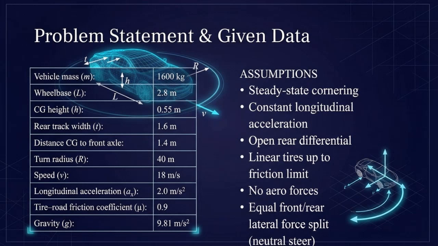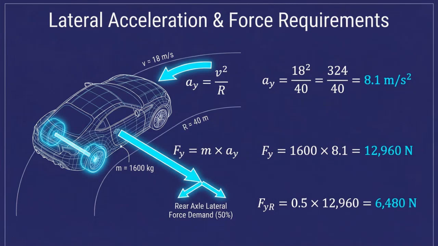The following assumptions are made. The vehicle is in steady-state cornering, tires behave linearly, the rear differential is open, aerodynamic forces are neglected, and the lateral force is shared equally between front and rear axles. These parameters and assumptions fully define the problem setup for the subsequent force, load transfer, and feasibility analysis.